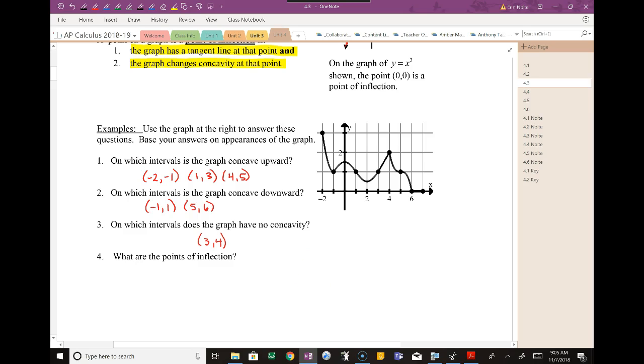Okay, so where do you see points of inflection? Wait, isn't there a concavity from 6 to 7? Wait, what? 6 to 7. Oh, I didn't even see 6 to 7. Good eye. 6 to 7, I totally agree with you. I didn't even notice that was part of the graph. I thought it ended at 6. And then 5, 1. Okay, so our points of inflection are at 5, 1. I would agree with that. Yep. Oh, and 1, 1.